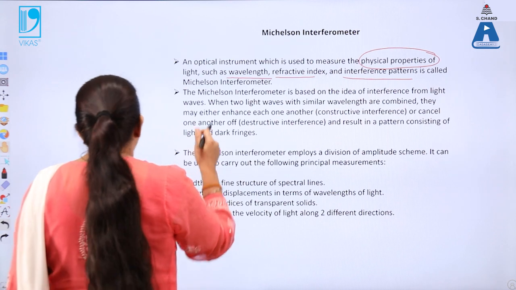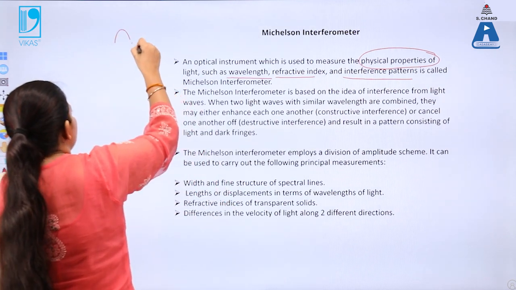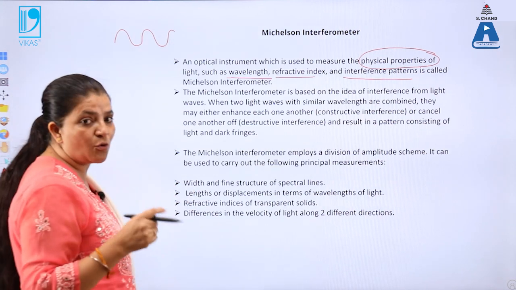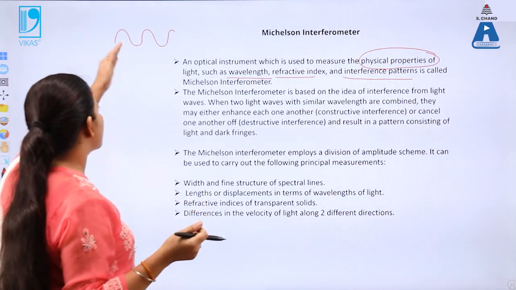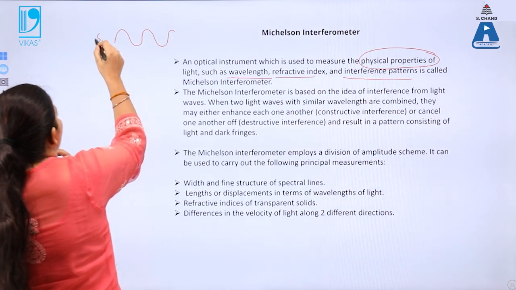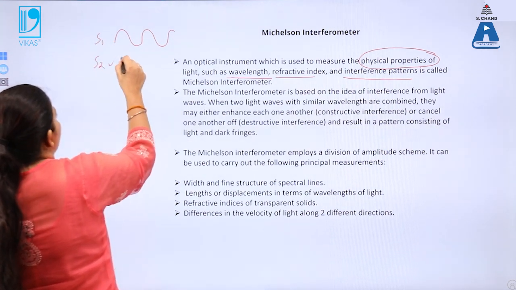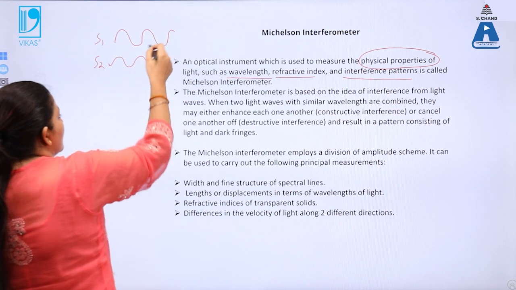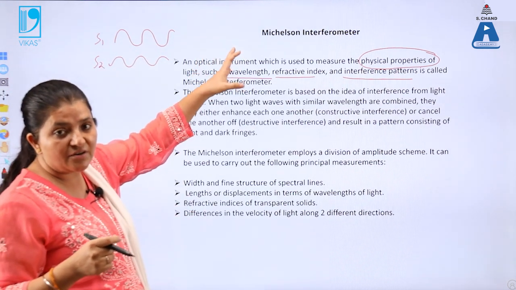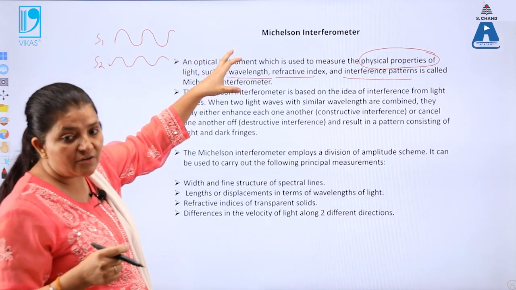Now, if this is the light, we know that in the interference pattern we are using coherent sources. So the light is coming from here. If there are two light waves from two sources, and these are coherent lights, then there occurs either constructive interference or destructive interference.